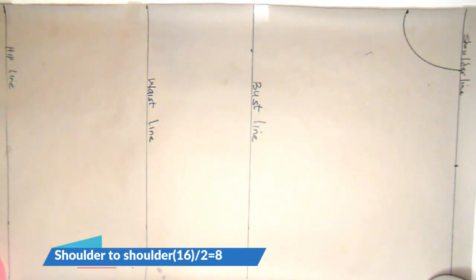Okay, I'll go over it again. My shoulder to shoulder measurement is 16. 16 divided by 2 is 8. And I've gone on the shoulder line and I've inputted the 8. Now my shoulder is not in a straight direction. It is inclined. So therefore we need to put a shoulder slope.